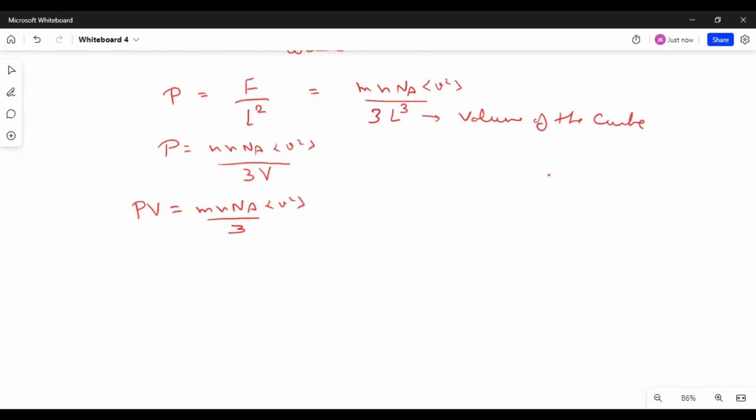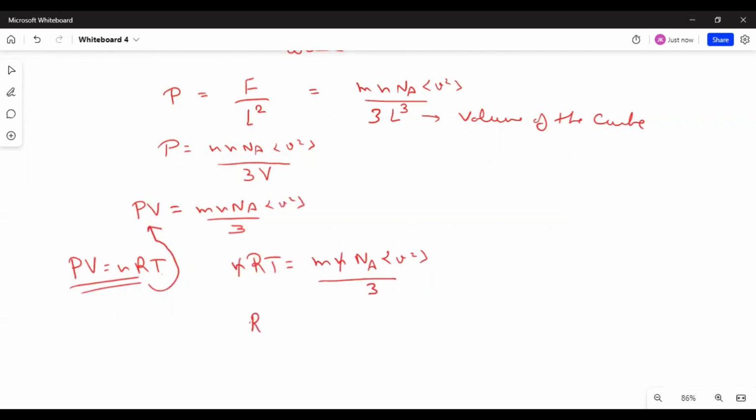Right? And we know from the ideal gas law that PV equal to nRT. So let's put this in this equation. It will become nRT equal to m n N_A v² by 3. We can cancel out n. So it will be RT equal to m N_A v² by 3.